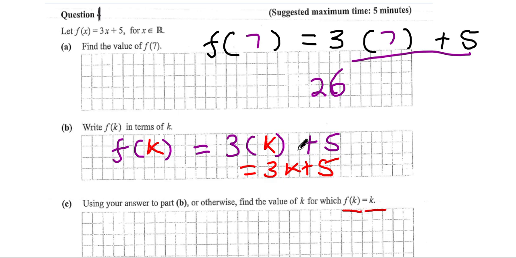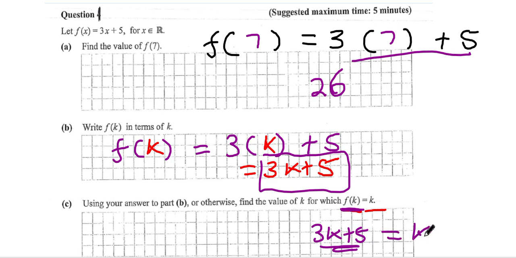F of k equals k. No problem. Because I know f of k is this here, don't I? F of k is 3k plus 5. And so that's the f of k part. Everybody agreed? And then it says equals k. Okay. Looks like a linear equation to me.